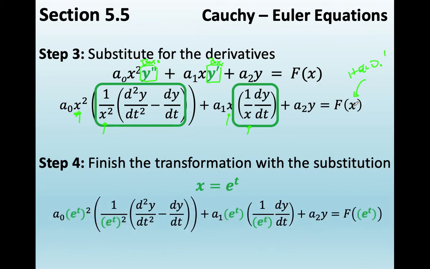So maybe you just mentally do this part, and that is e to the 2t. But those are going to go away, just like the x squareds would go away. These are going to go away, just like the x's were going to go away. But be careful, this isn't f of x anymore. You have to substitute e to the t for x.